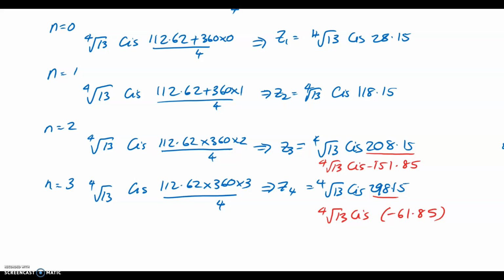Okay, so now let's look at the next type of problem. Here we're finding 5th roots of 32k to the power 5i. So first we're going to write out the equation: z to the power 5 equals 32k to the power 5i. Now we want to write the right hand side in polar form.